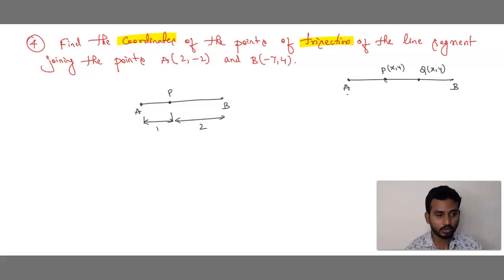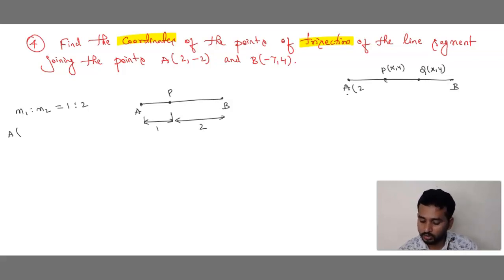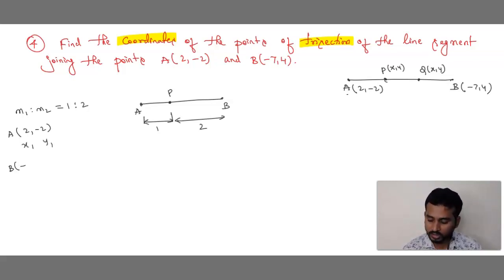So here we take the question in this form. Now I will take m1 is to m2 equals 1 is to 2. Got it? Now what are the coordinates of A? A is 2, -2, that is nothing but x1, y1. B coordinates are -7, 4, that's nothing but x2, y2. Got it? Now let me write the section formula.